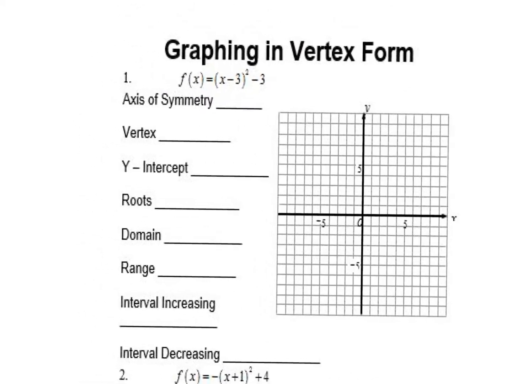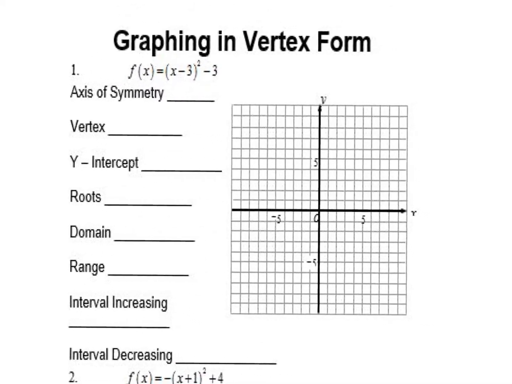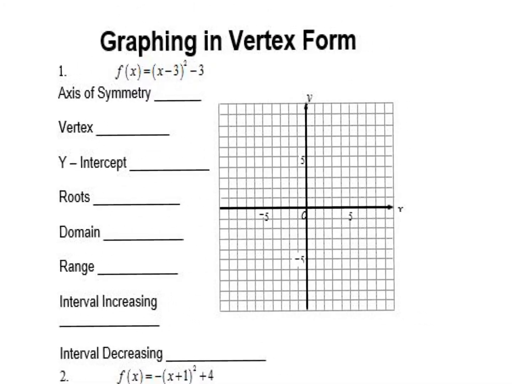All right, so graphing in vertex form. We want to graph f of x is x minus 3 squared minus 3. Right off the bat, our axis of symmetry is going to be our h value. Our h value is x equals 3. Our vertex, that's our h and k, so that's going to be 3 comma negative 3.